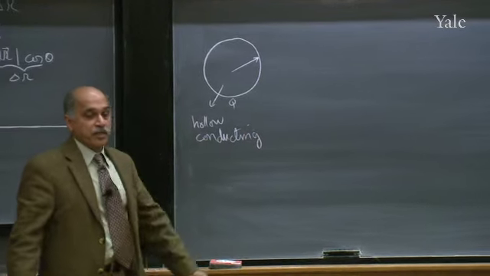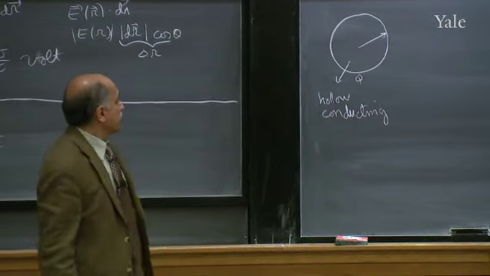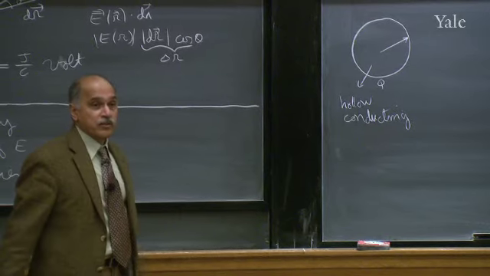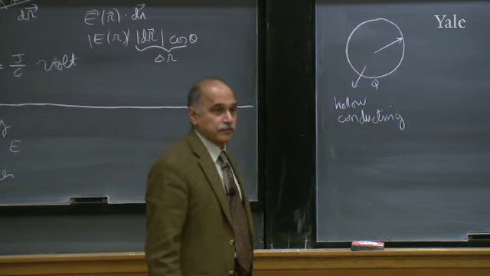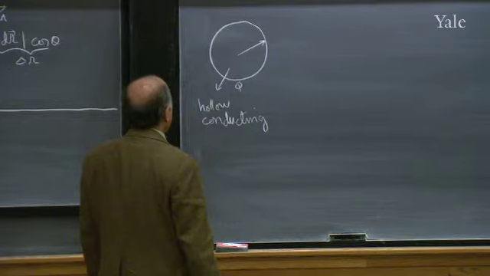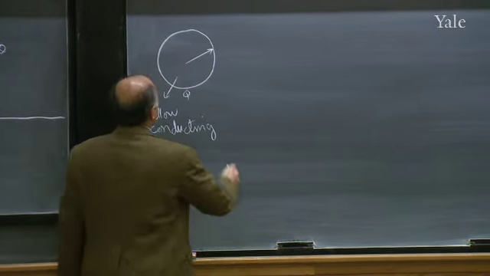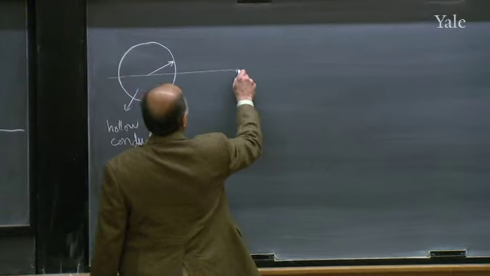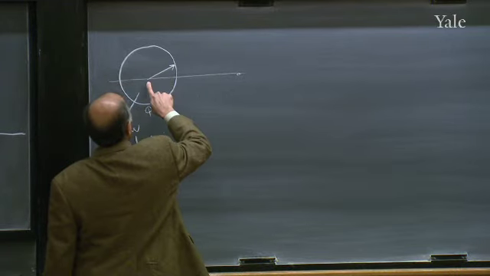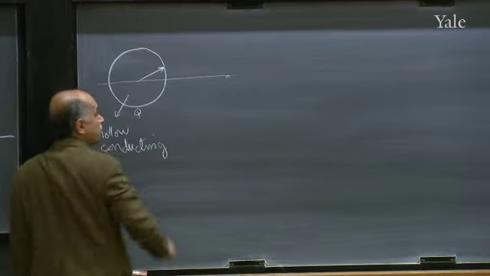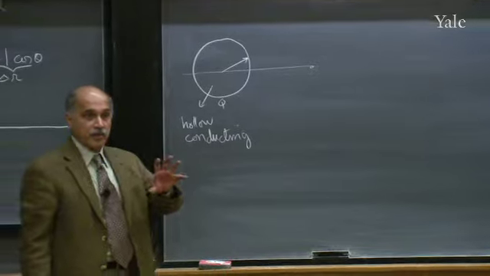I want to find the potential everywhere due to this. The charge Q is uniformly spread on the surface. So what's going to be the potential? First of all, by symmetry, if you pick any point anywhere, the answer is going to depend only on the radial distance from the center because of spherical symmetry.